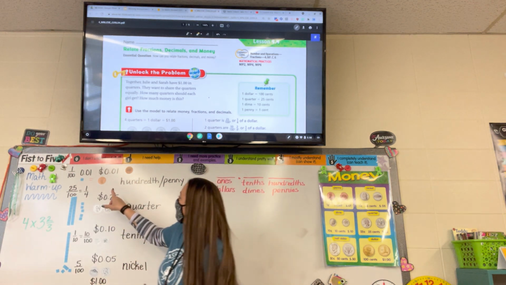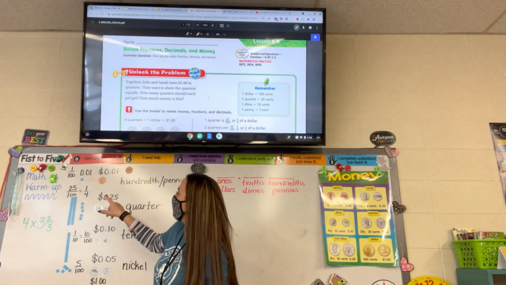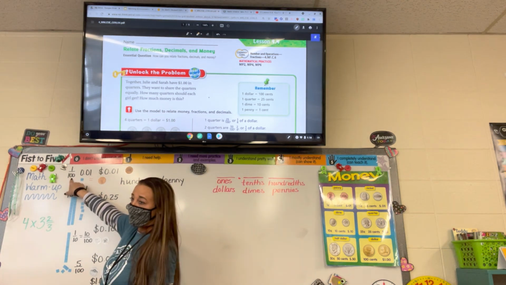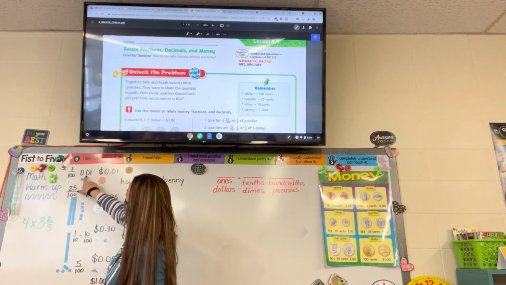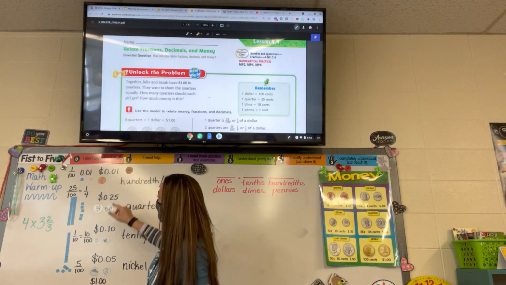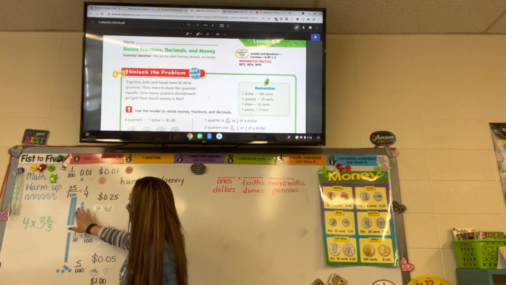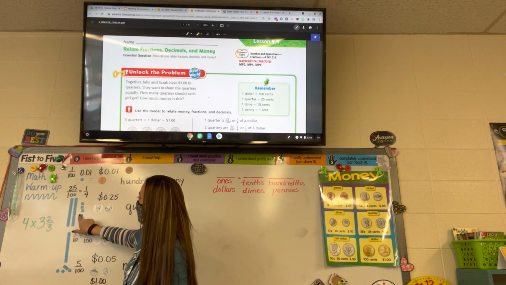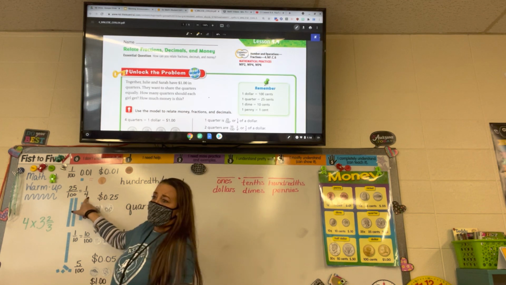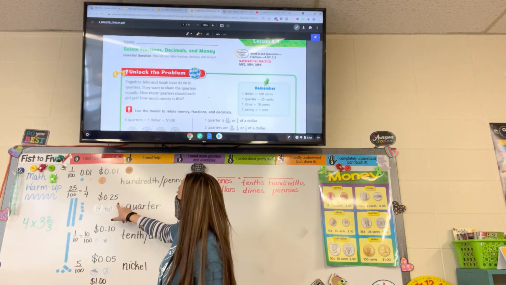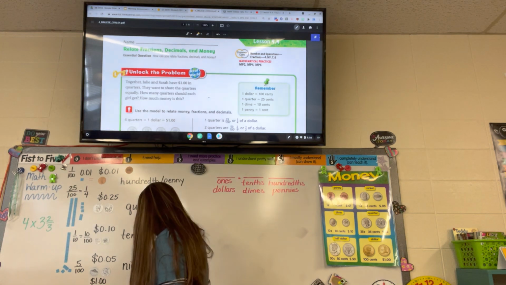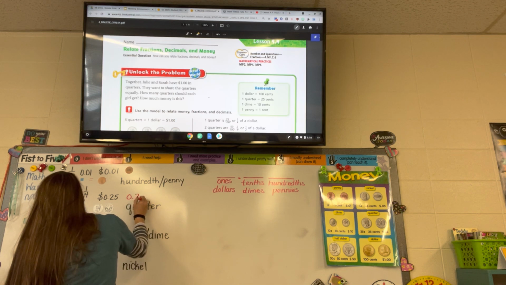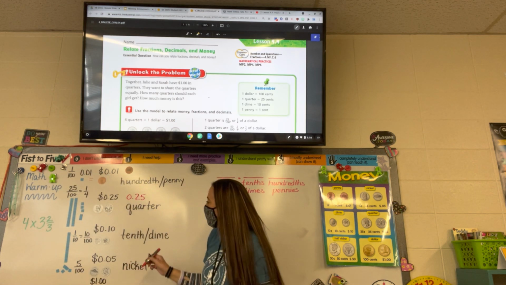So for pennies, those are worth one, our whole is dollars. Pennies are 1/100th of a dollar. This is how you write it as a decimal. That's how you write it as a money amount. Quarters are worth 25 cents or 2/10 and 5/100, which also simplifies to 1/4. And you would write quarters as 25 cents or 25/100 of a dollar.